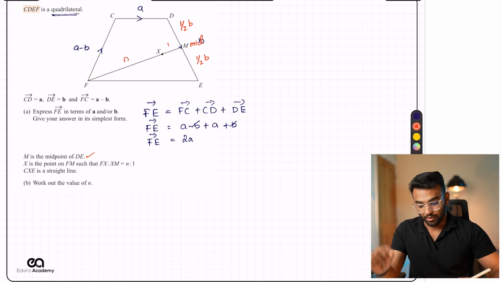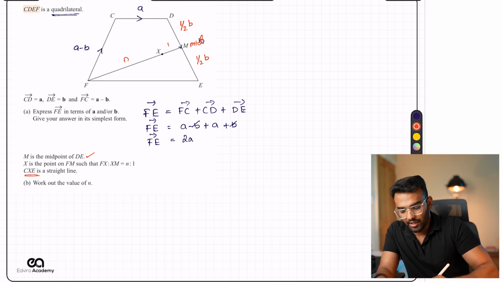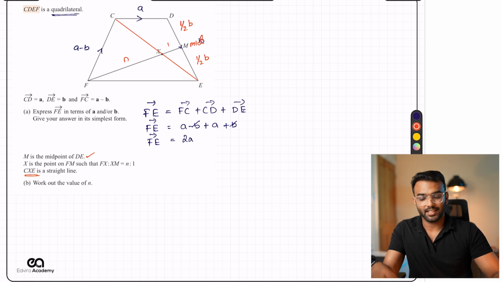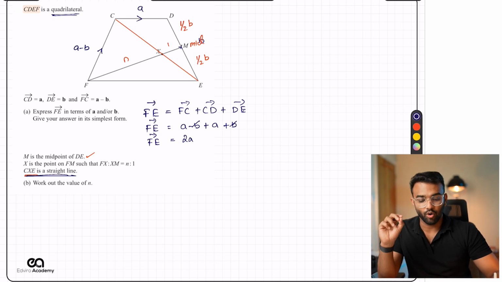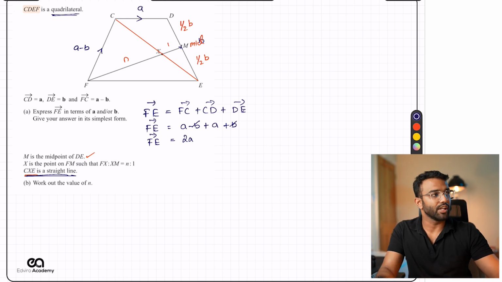And here is the clue. CXE is a straight line. So we've got to draw another straight line like this, which is CXE. So CXE is a straight line. Work out the value of n. So in this case, you're going to work out the value of n using CXE, the line CXE. And how do we do that? I'm going to show you right now.